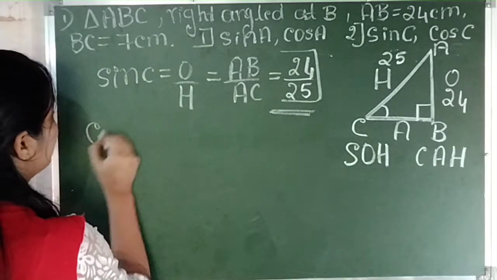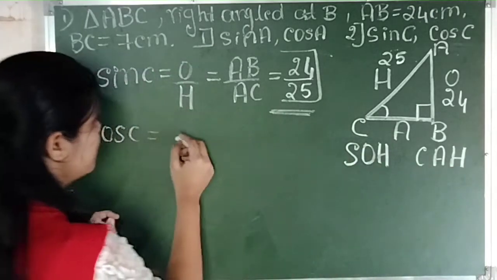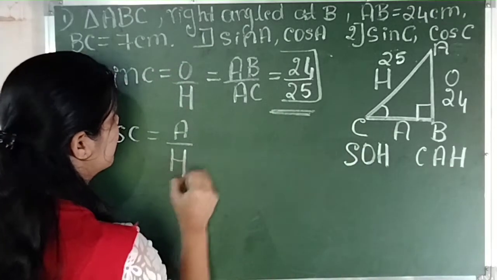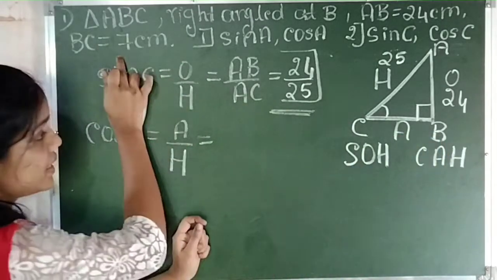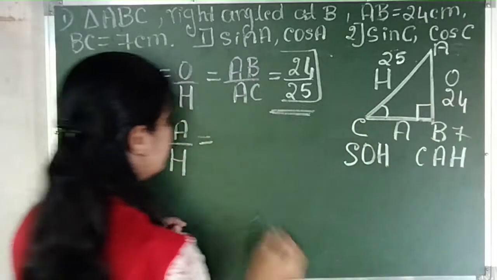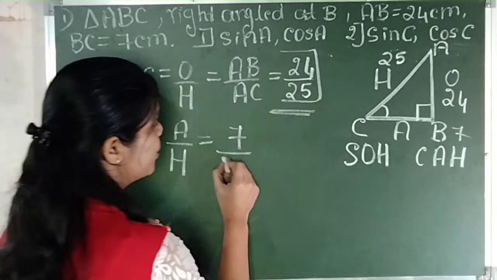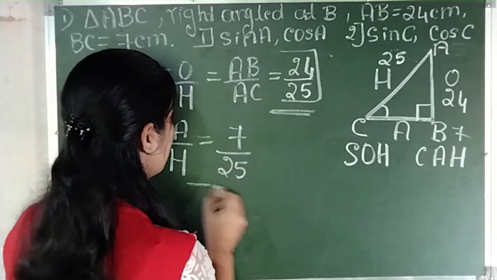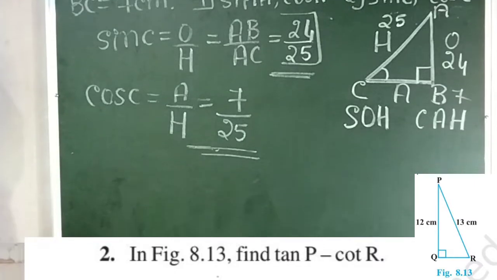Now let us find the value of cos C. Cos C is adjacent by hypotenuse. Adjacent side is BC. BC is 7 centimeter, and the hypotenuse is 25. So the value of cos C is 7 by 25.